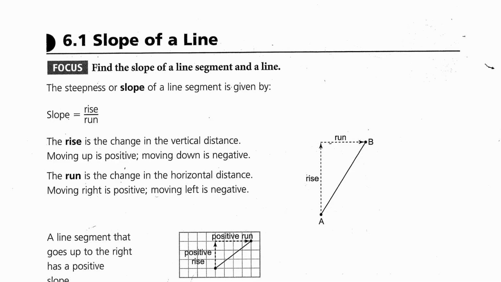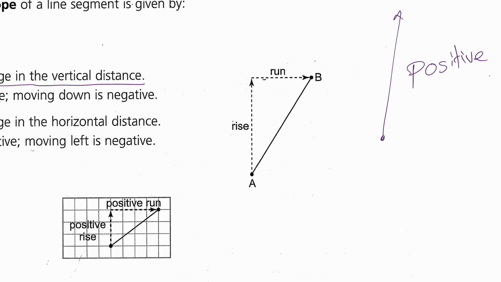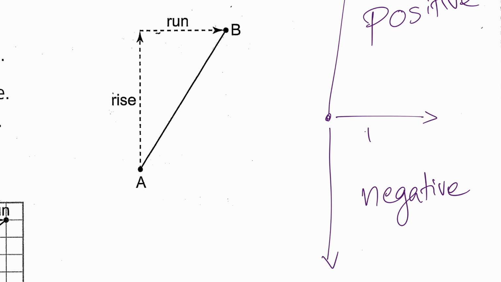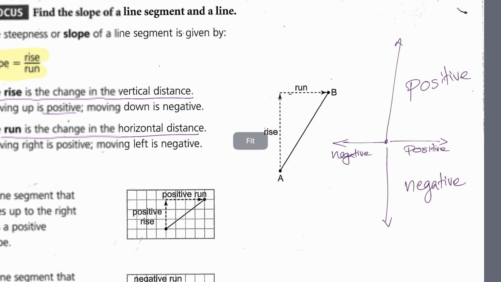So let's start with the basic formula of slope. Steepness or slope of a line segment is given by slope equal rise over run. What is rise? Rise is a change in the vertical distance. For example, if you're starting from here and moving up, that is taken as positive. And if you're moving down for measurement, that is negative. And the run is a change in the horizontal distance. So if you're moving right, that is positive, and moving left, negative. So you have to keep this in mind.